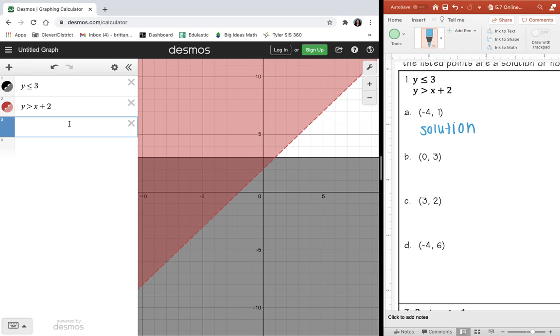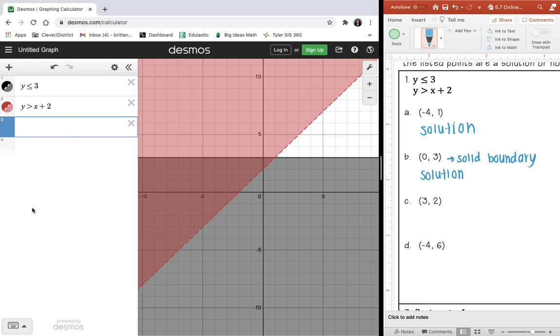Okay, now let's try 0, 3. Okay, now this one's a little bit trickier. I see it is in my overlapped region, but it's on the boundary of it. So now I have to remember, okay, it's on a solid line. Does that mean it's a solution or is it not a solution? Well, if you recall from our last lesson, that means it is a solution. And that's because it's on the solid boundary. If it was on this dashed one, so like for instance, the point right here, 1, 0, that wouldn't be a solution because it's on the dashed line.